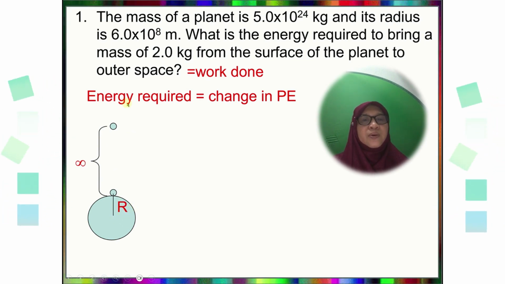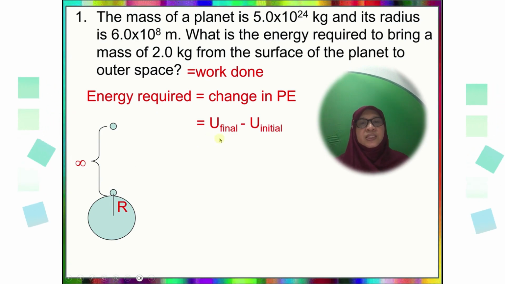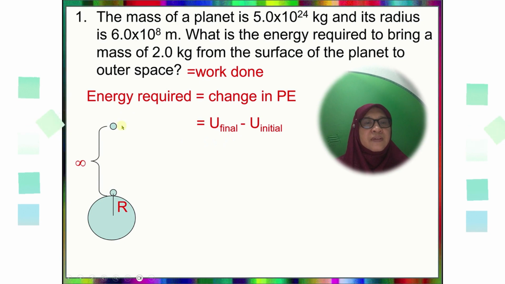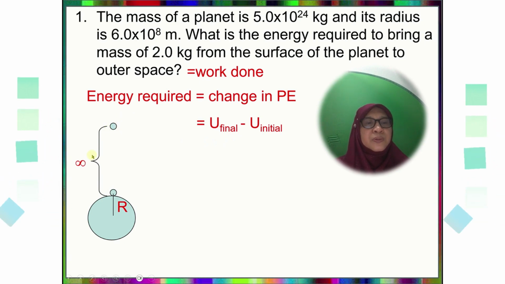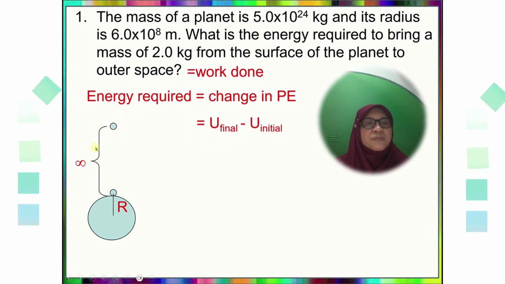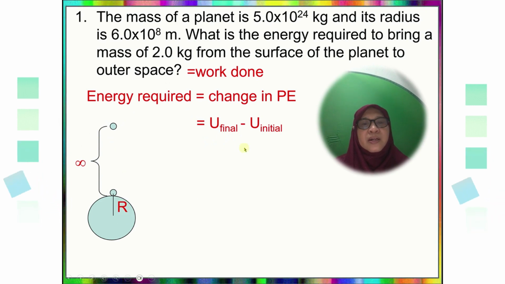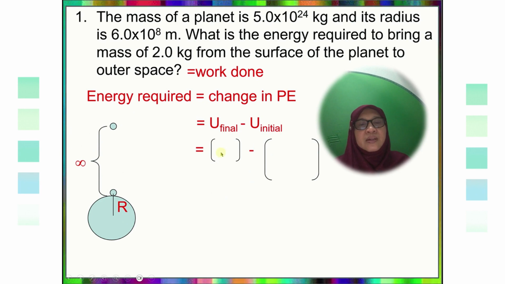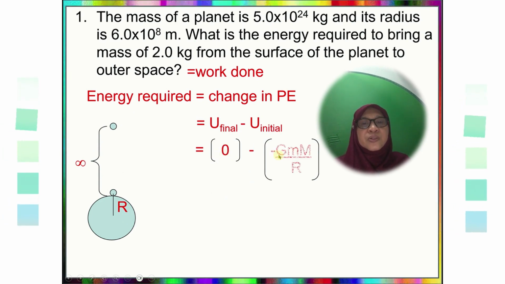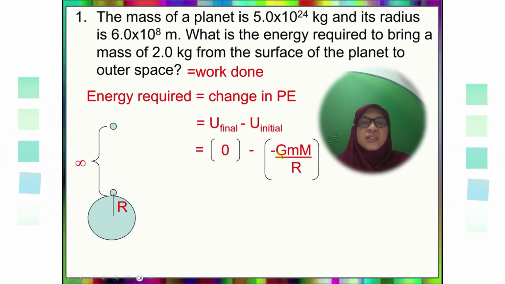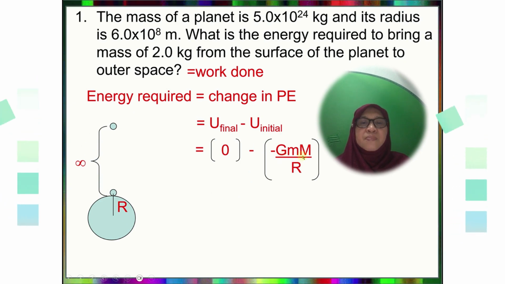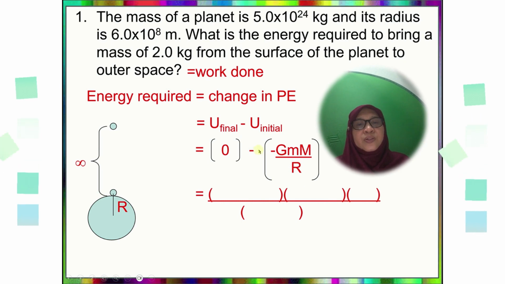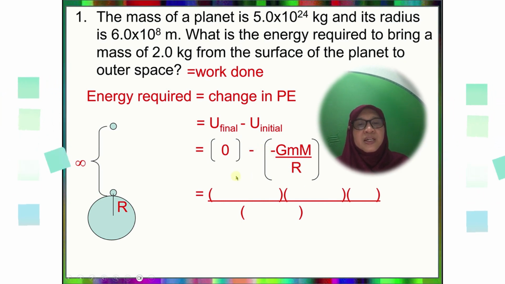So energy required equals the change in potential energy. At the final position, the gravitational potential energy will be 0 because it is in outer space, very far away from the planet. So U final is 0. U initial will be using the formula negative GMm over R, because we are on the surface of the planet. So negative is plus.